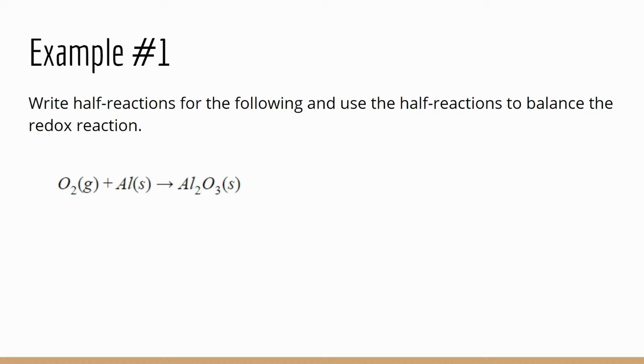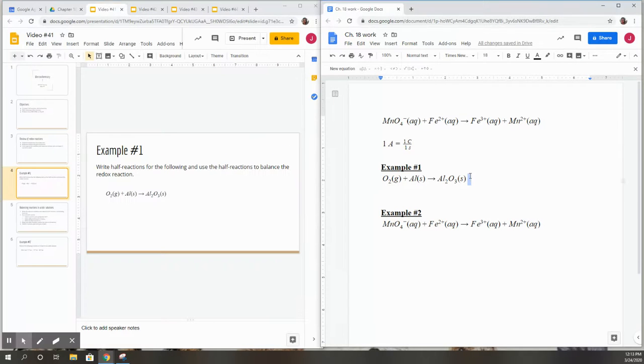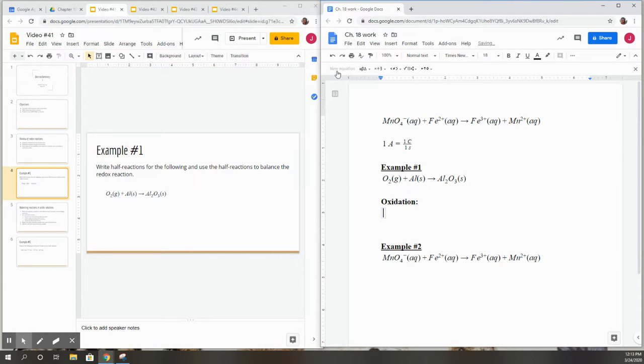Pause here. All right, I'll work through this with you just because I know it's been a while since we've done this. We're going to need to start by writing our oxidation and our reduction half reactions. First thing I see is that aluminum is oxidized because it goes from having an oxidation state of 0 to having an oxidation state of +3.